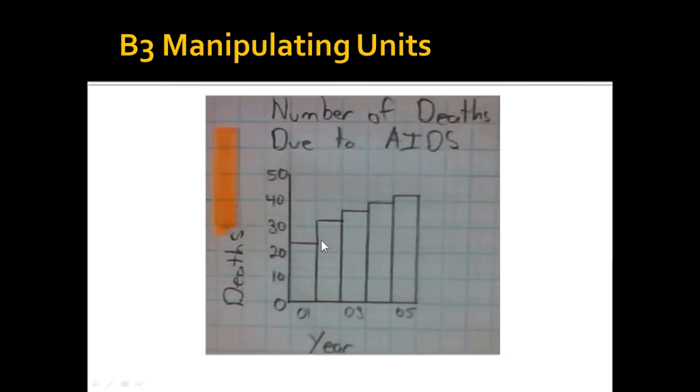You can also manipulate the units. This is a description of the number of people who died due to AIDS, but there are no units. They just left them out. This happens in lots of graphs. How many people is this? 10 people, 20 people, thousands, millions? We don't know. The information is missing.